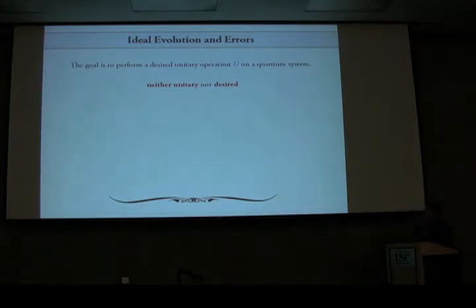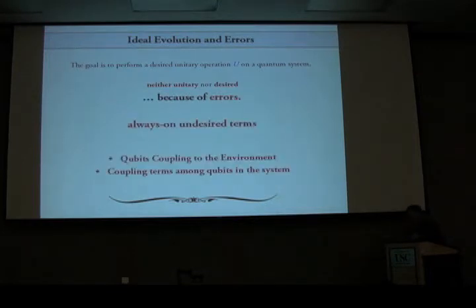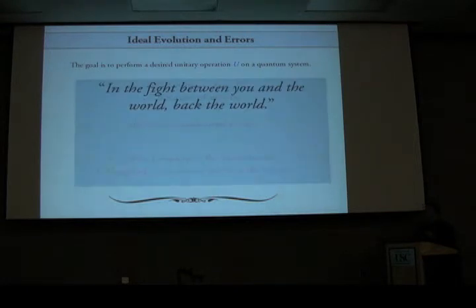So what you get is neither unitary nor desired. And it's just because of the errors that we've been hearing about. And in this setting that I'll be talking about, they relate to the always-on undesired terms in the Hamiltonian, such as qubits coupling to the environment or the coupling terms among the qubits in the system. Well, this should remind us, as a responsibility as a physicist, that if there is a fight between you and the world, back the world. And this is not a quote by a great physicist.